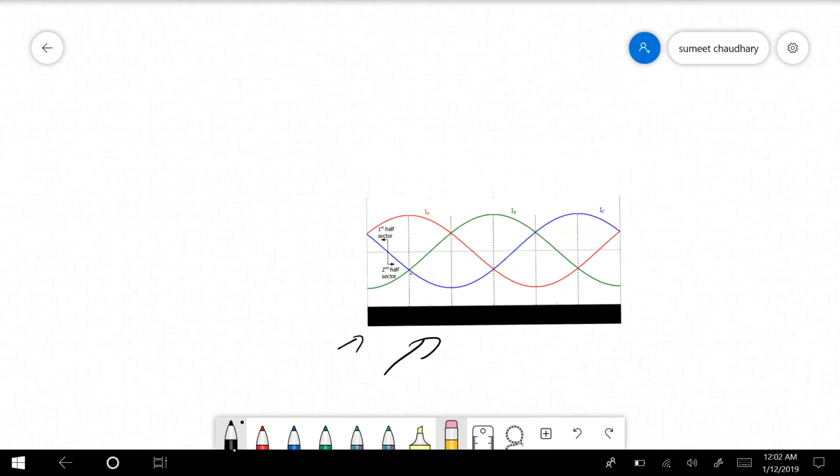Another thing I want to tell you about is electrical degrees and mechanical degrees. These are not the exact definitions, but just for simplicity's sake, let's define them like this for this particular chapter. Electrical degrees is the phase difference between two consecutive currents. Here we have IA, IB and IC. The phase difference between each of them is 120 degrees. So in this case, the electrical degrees would be 120 degrees.